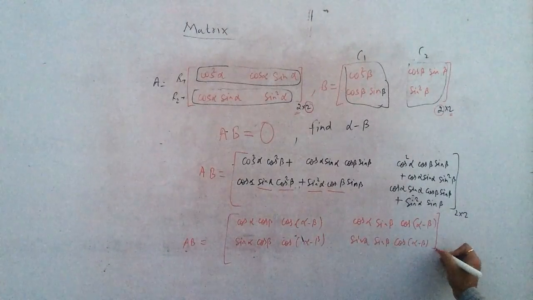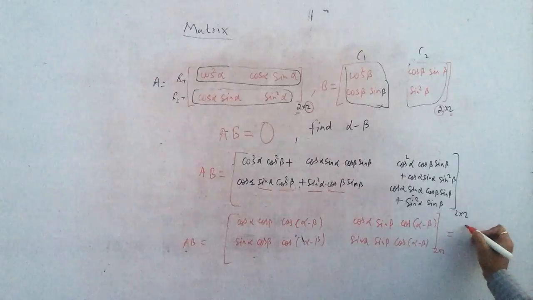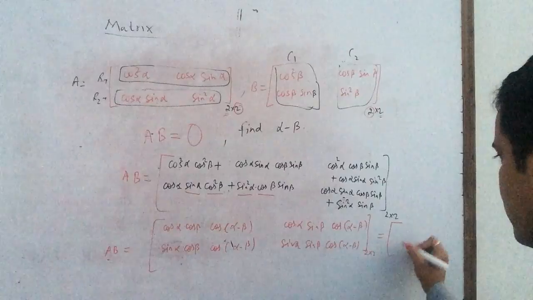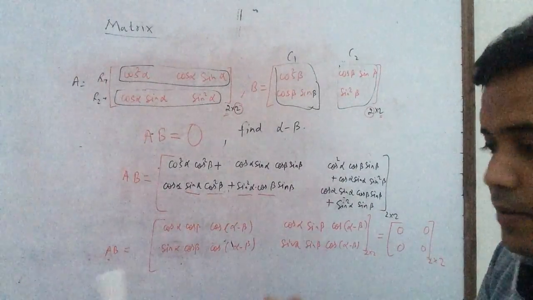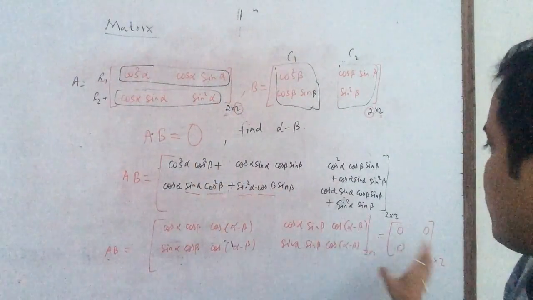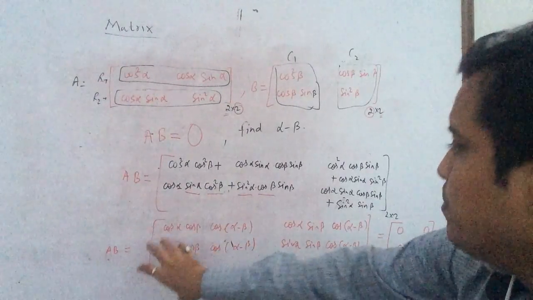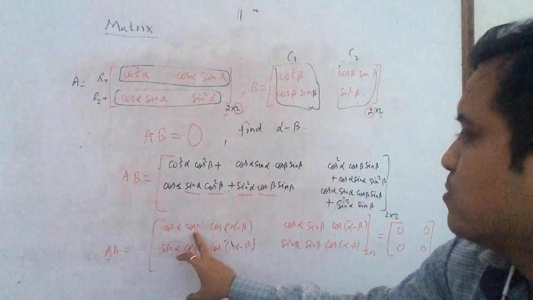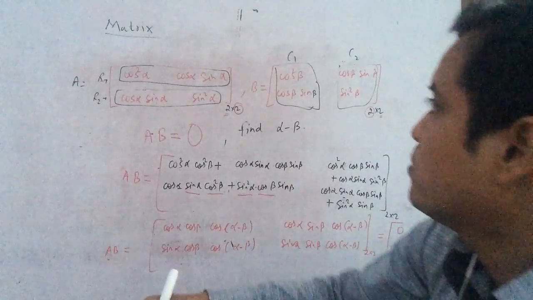The order is 2 cross 2. Since it is equated with the null matrix, which is 0 0 0 0 of order 2 cross 2, the corresponding elements of the matrix AB can be equated with the null matrix. So the corresponding element is cos alpha cos beta cos alpha minus beta equal to 0.